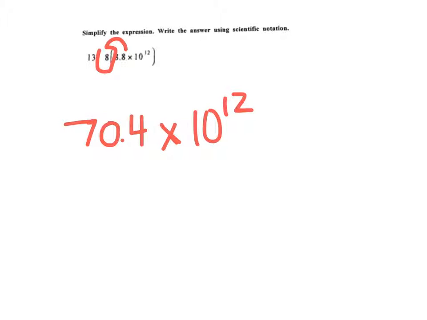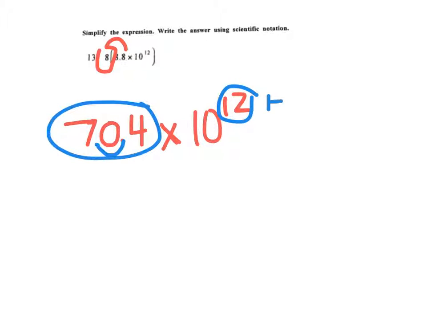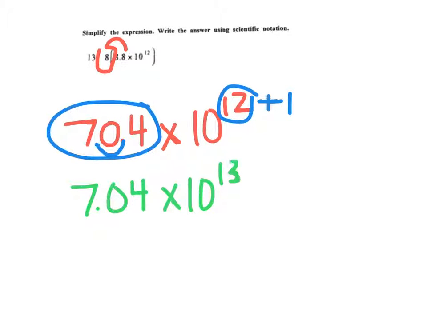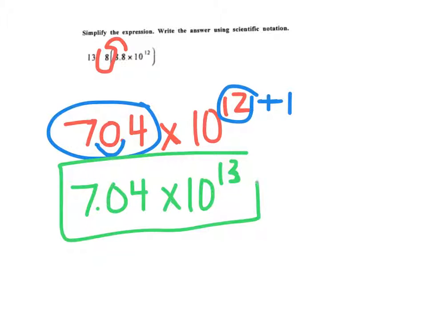Now, if I look at that number, what's wrong with it? Well, this needs to be between 1 and 10, and right now it's way bigger than 10. So I need to move my decimal one more spot here, which means that this number here needs to go up by 1, so plus 1 there. So my new answer is going to be 7.04 times 10 to the power of 13. And that's your answer.